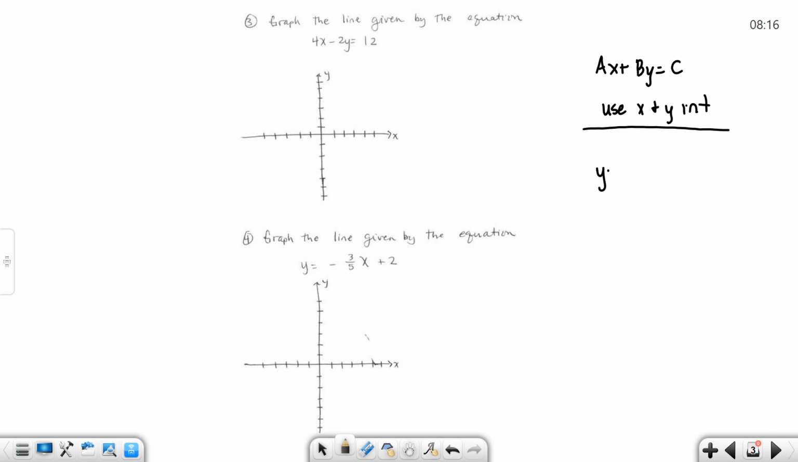If an equation has the form y equals mx plus b, so y is by itself equal to mx plus b, the quickest and easiest way to graph it is by using the y-intercept and then the slope to move to another point.